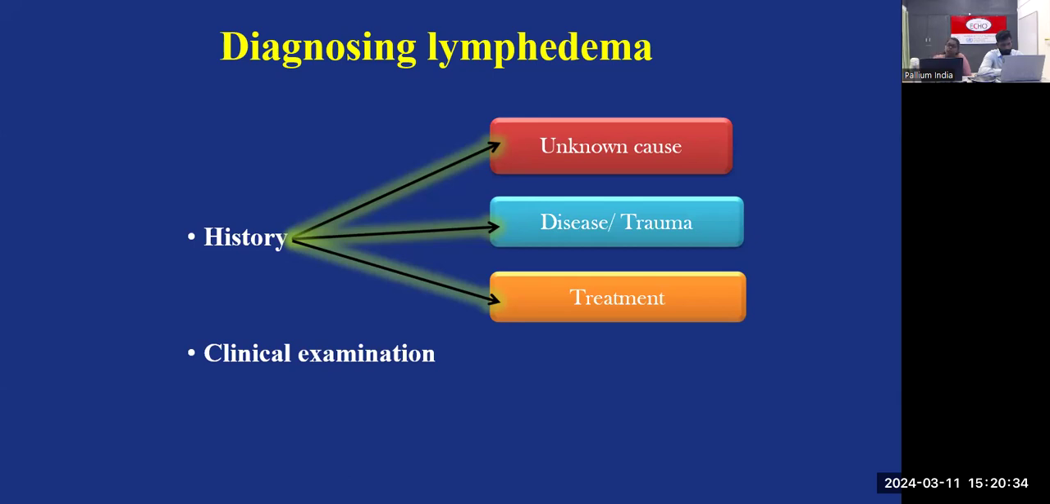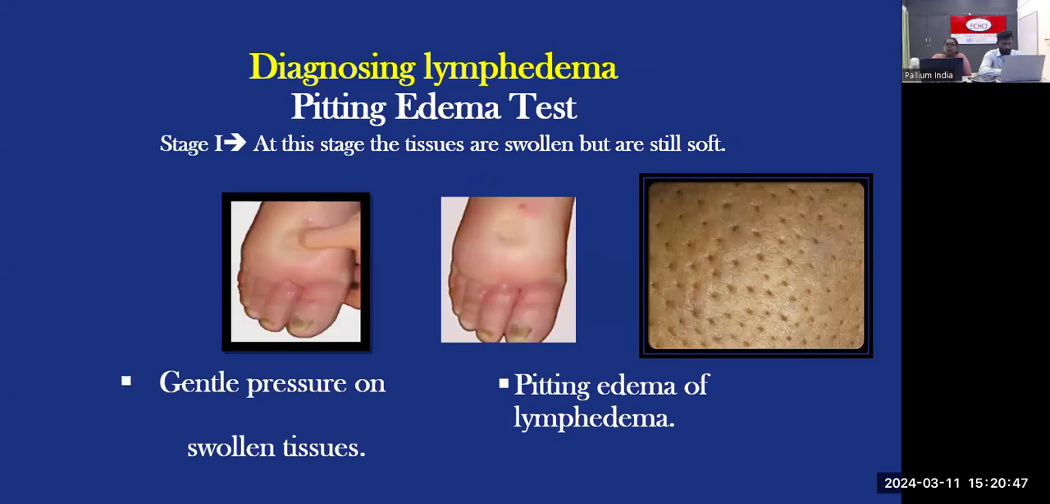If you take a proper history, from the history itself you can understand what is the cause of edema. After that, you can do the clinical examination. There are three major stages. Stage 0 is no edema, but there is a chance the patient will develop edema, but there is no edema at that time. So that time we call it stage 0.